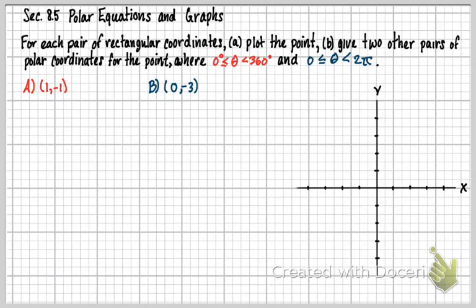For each pair of rectangular coordinates, plot the point. Give two other pairs of polar coordinates for the point. Where, when I'm doing the red one, I'm going to use 0 to 360 for my theta. And when I'm doing the blue one, I'm going to go from 0 to 2 pi, which means I'm going to use degrees for the first one, for the red one, and radians for the blue one. Okay, so anyways, let's get started.